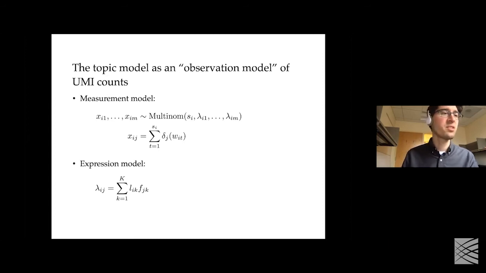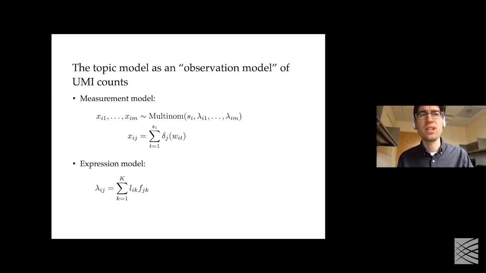All right, so just to connect this to what Abhishek was talking about earlier, we can also think about the topic model as describing both a measurement model and an expression model. The measurement model really isn't any different from what Abhishek was showing you earlier. We're going to use the multinomial measurement model, which is closely related to the Poisson. But usually people prefer the Poisson because it's just easier to work with numerically to implement in R or Python. And then an expression model that's represented as a linear combination of these L's and F's.